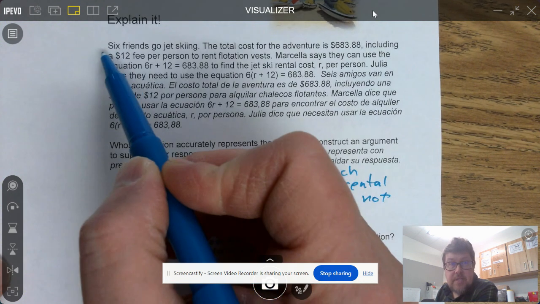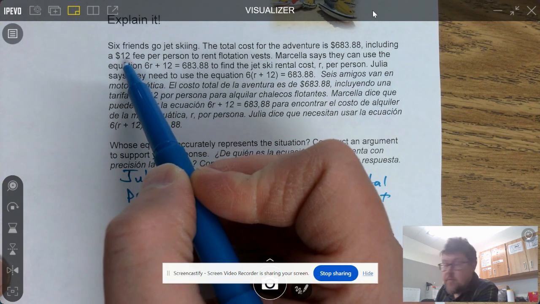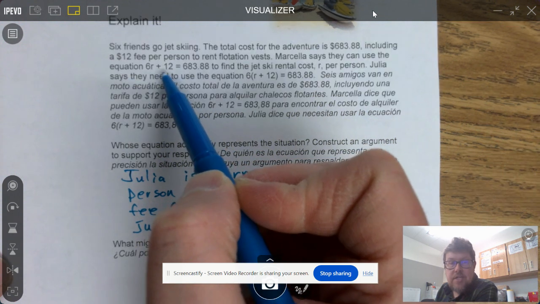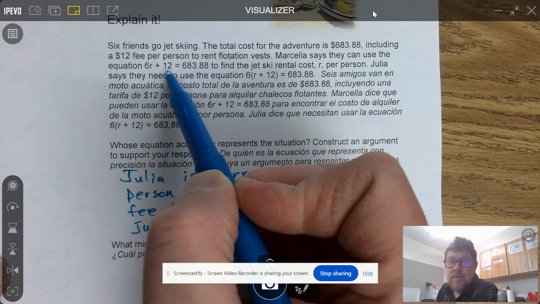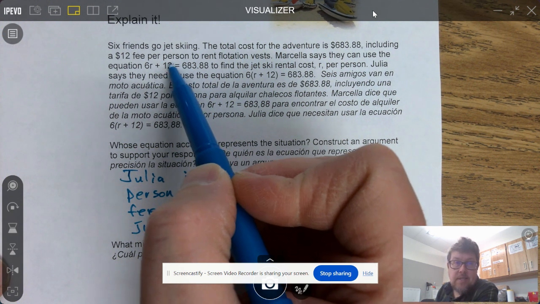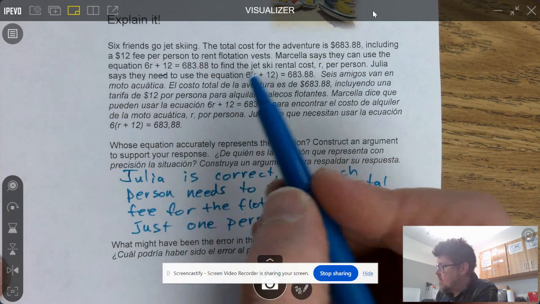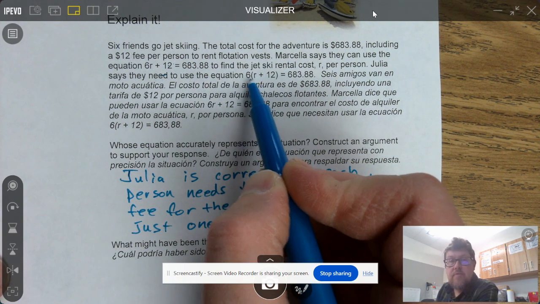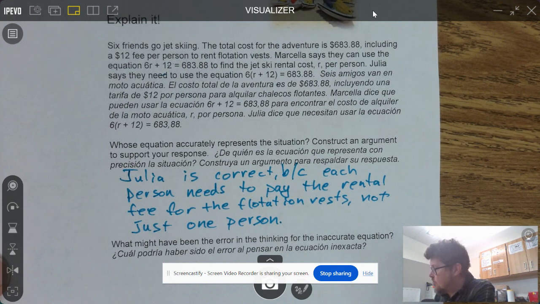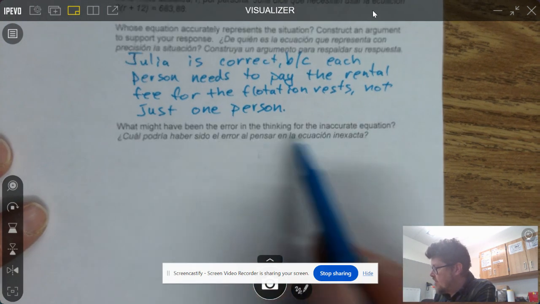So 6 people need to be paying that $12 fee, right? So in reality, if we were going to use this equation, it should actually be 6r plus 6 times 12, which gives us 72. Okay. If that were the case, then this would also be correct. But this is what actually gives us 6r plus 12 once we distribute that 6 to the parentheses.